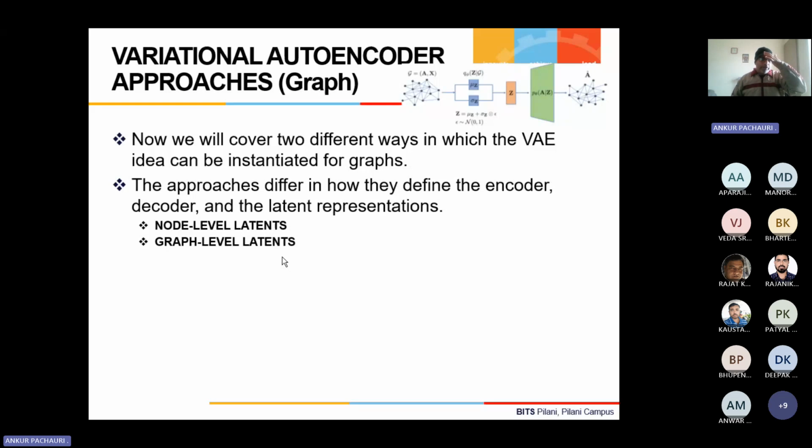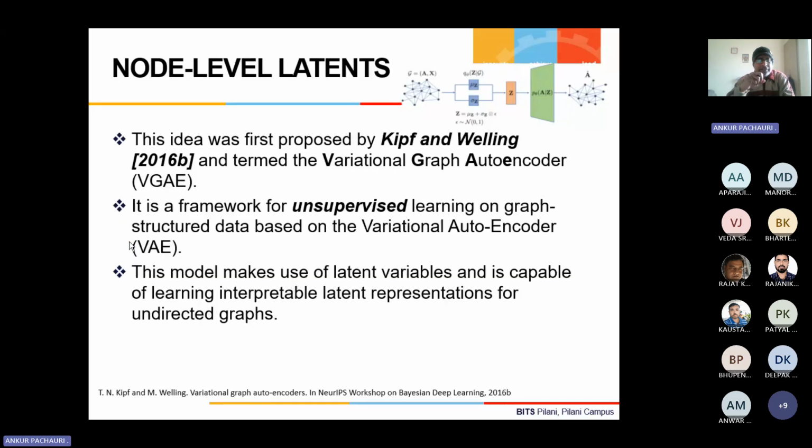Now let's move forward to variational autoencoders for graph data. Now we'll cover two different ways in which the graph variational autoencoder idea can be initiated for the graph. Either approach differs in how they define the encoder, decoder, and the latent representation. One is the node level latent, and the other is the graph level latent.